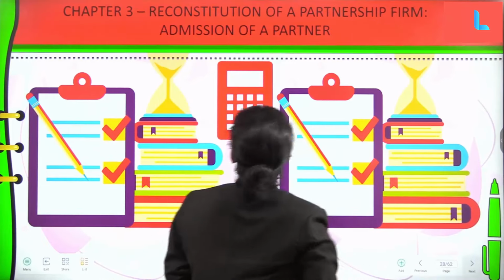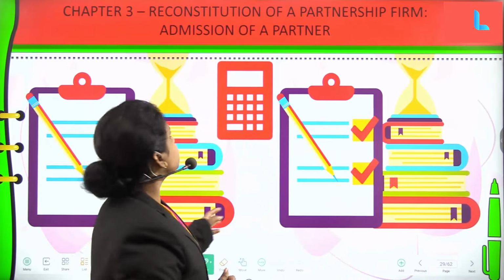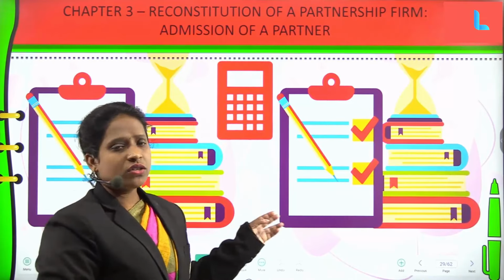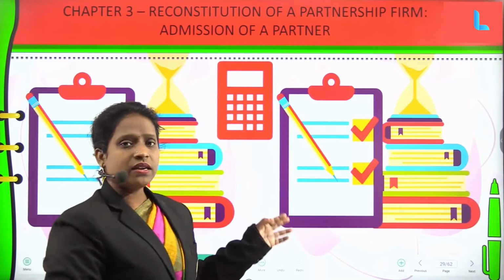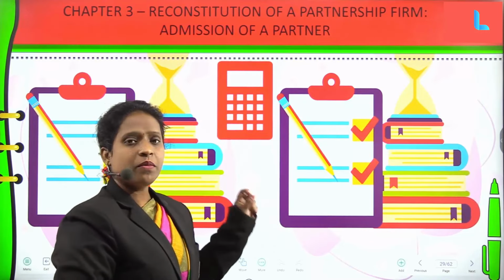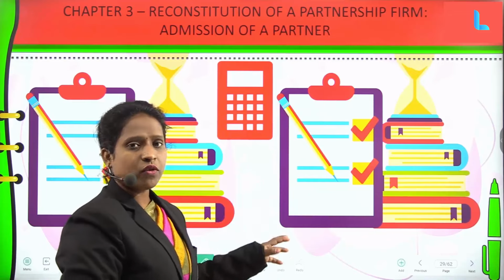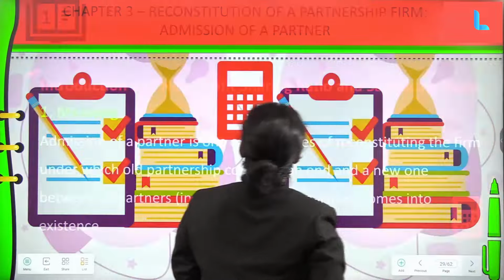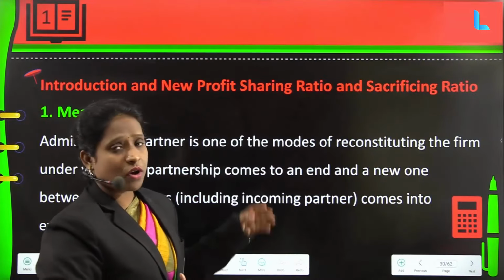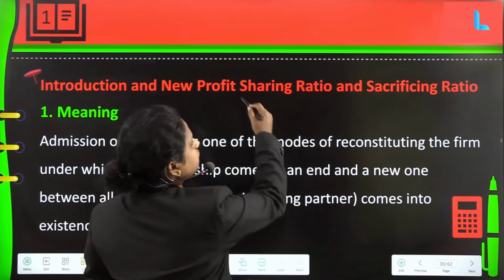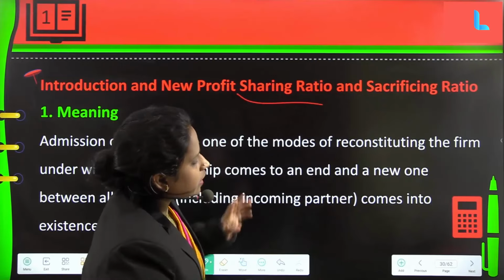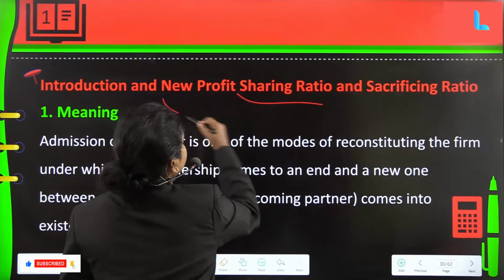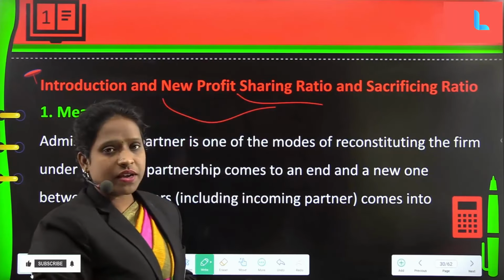In this we are going to discuss chapter number 3, that is Reconstitution of a partnership firm, admission of a partner. It's going to be a quick revision, only the important basic concepts which are important for your examination. Only those concepts will be discussed. Here the first thing is the introduction, new profit sharing ratio and sacrificing ratio. So we are going to have a look at what the new profit sharing ratio and sacrificing ratio are.